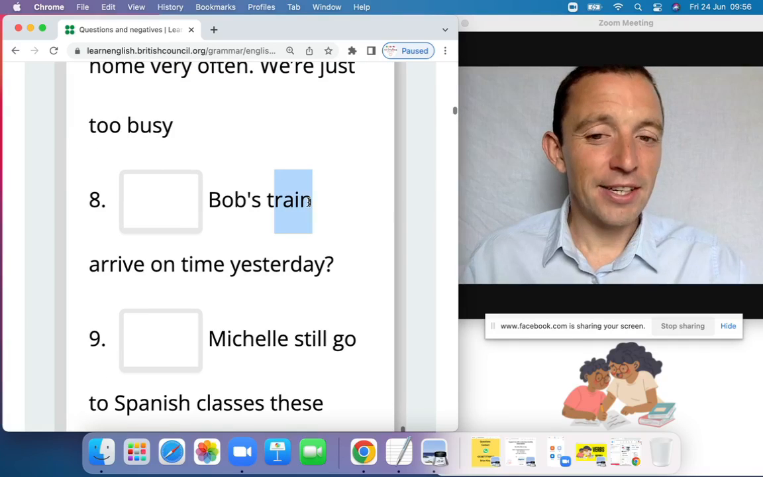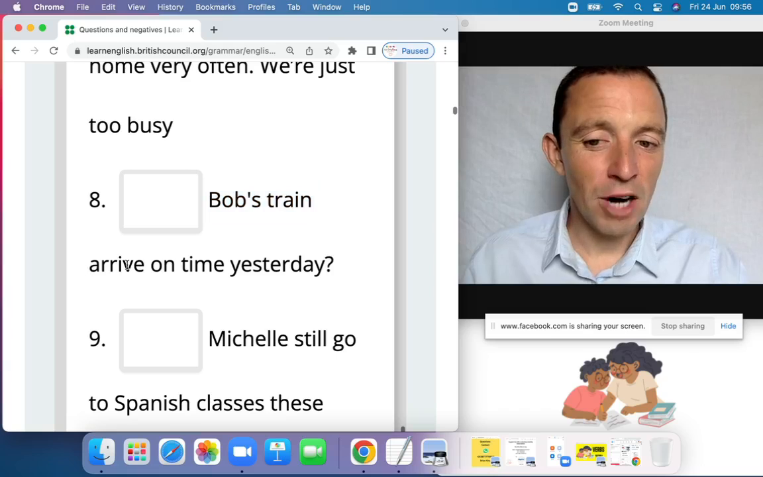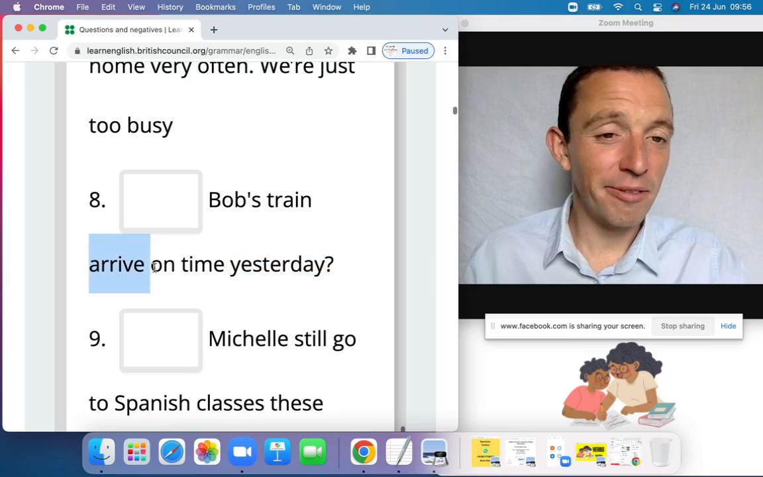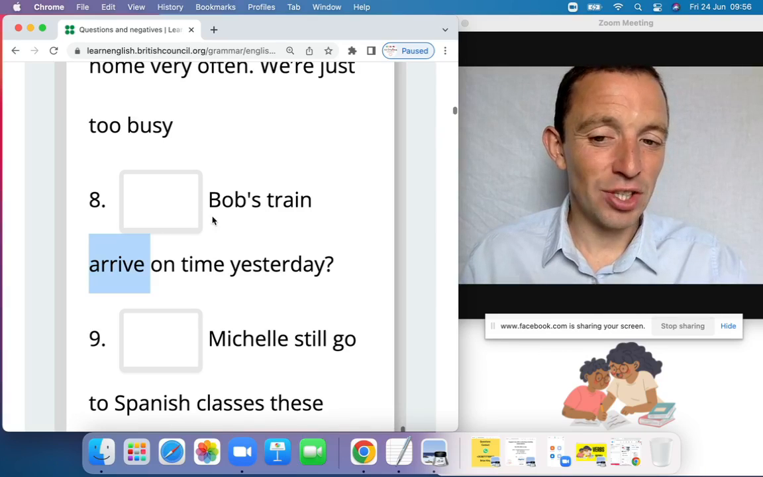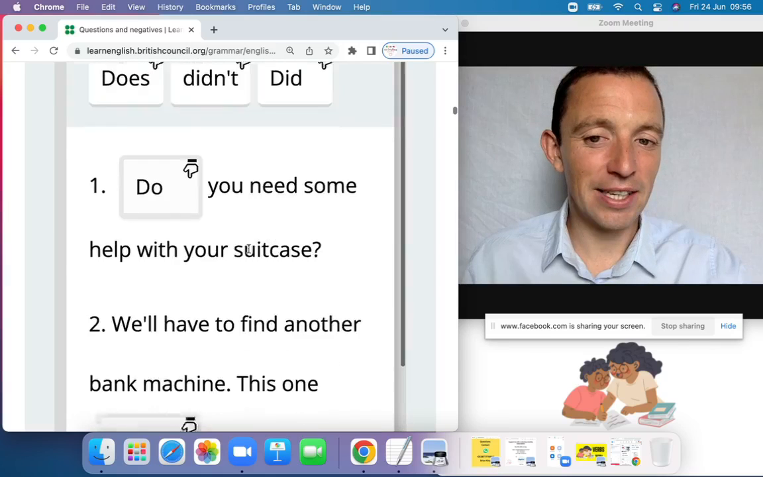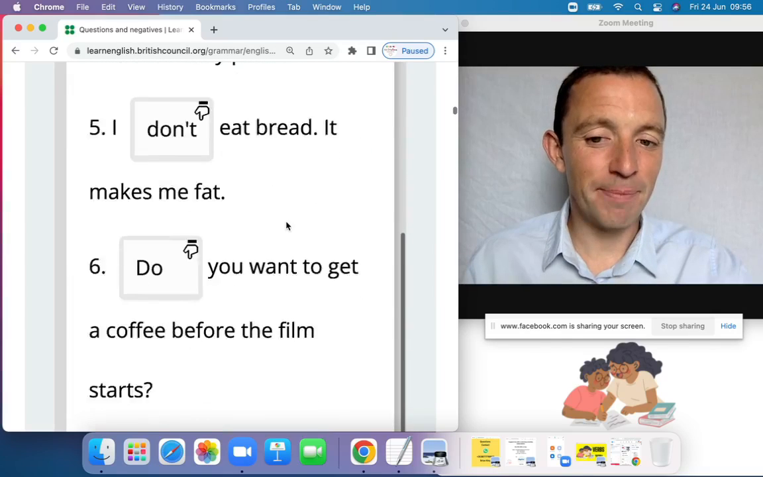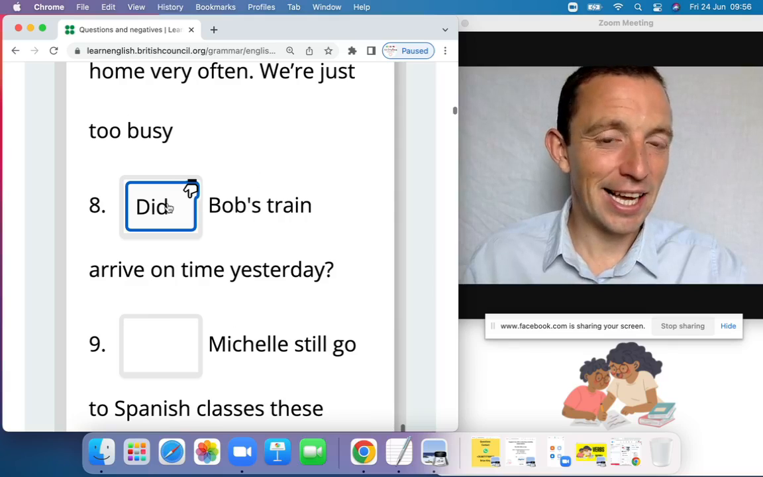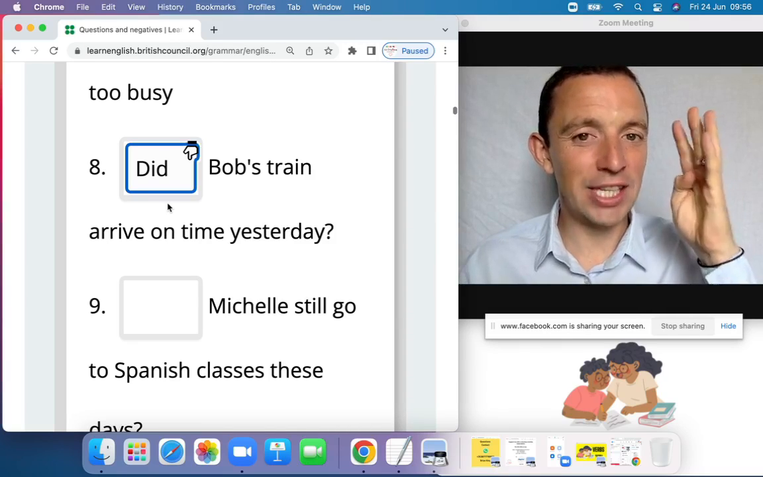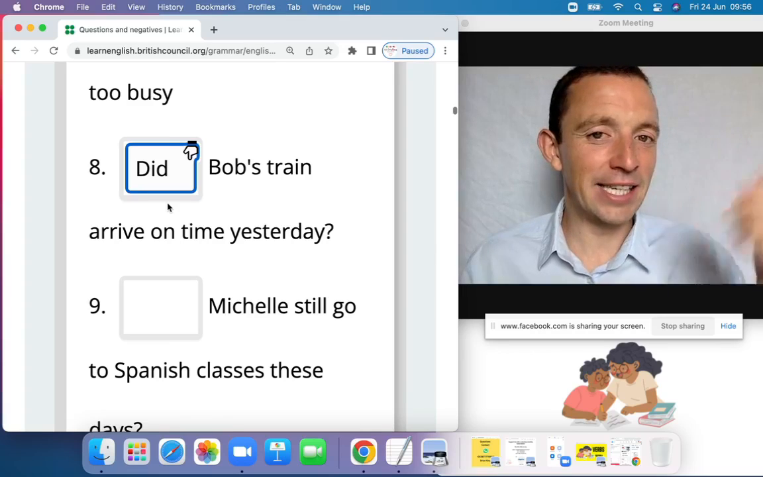The train, Bob's train, arrive on time yesterday. Question. Okay, question, and it's yesterday, and the verb is arrive. So therefore we need probably an auxiliary verb, to do, and the past. So: did Bob's train arrive on time yesterday? Did, in the past. Okay, because it's the past. And every person is did in the past: I did, you did, he did, she did, we did, it did, you did, they did, etc.